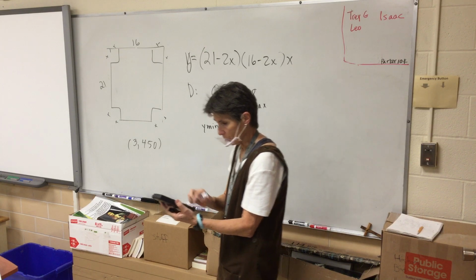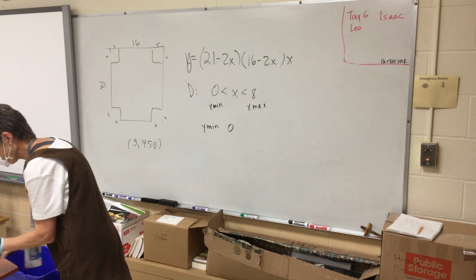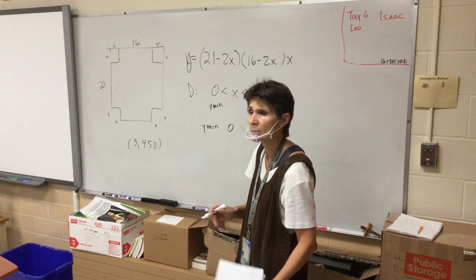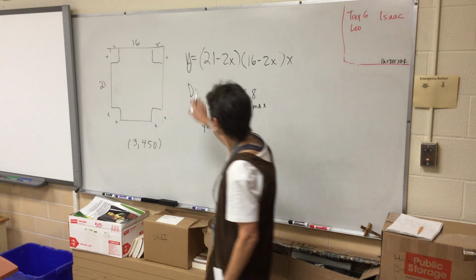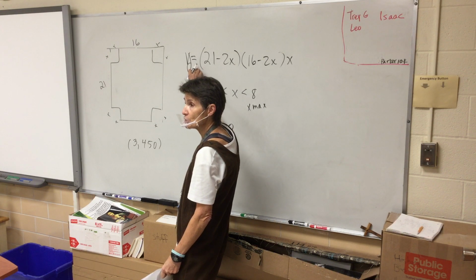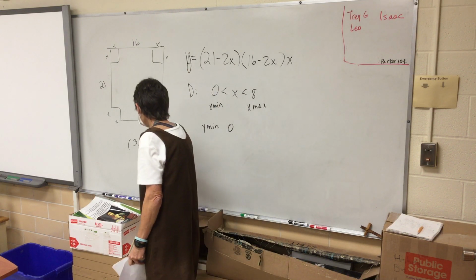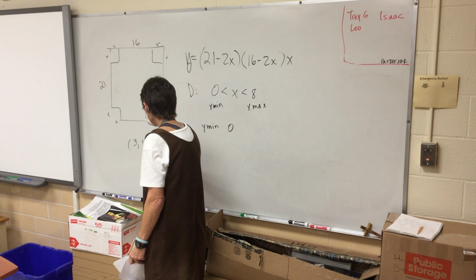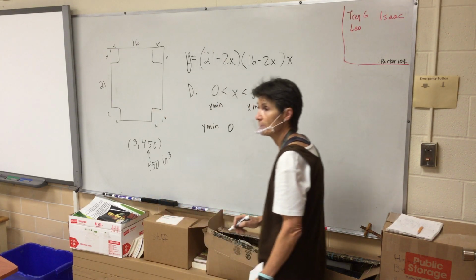Okay, so let's answer the questions. Which of those numbers is the maximum volume? The y. Remember, when you put in your equation, y was the volume. So your answer is 450, this was inches, cubic inches. That would be your maximum volume.